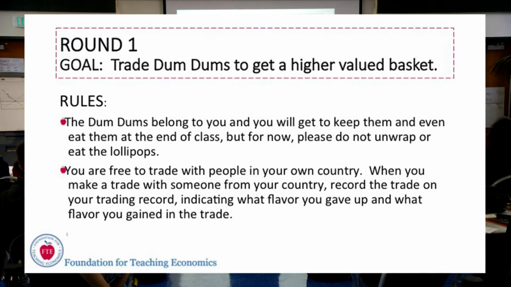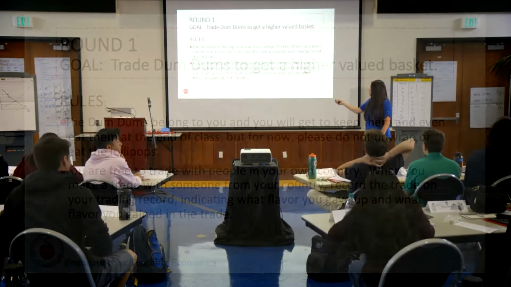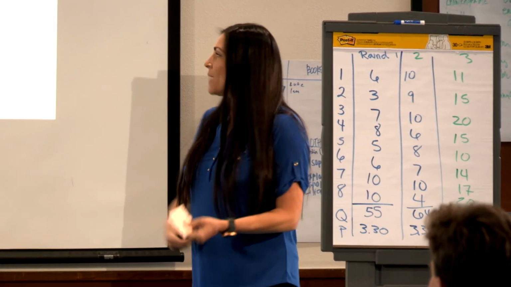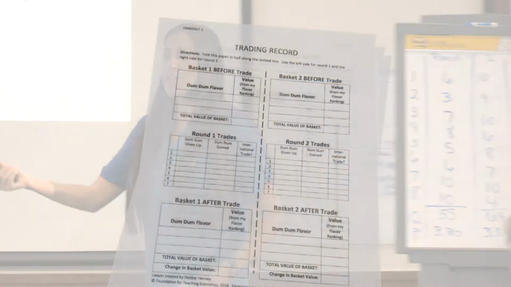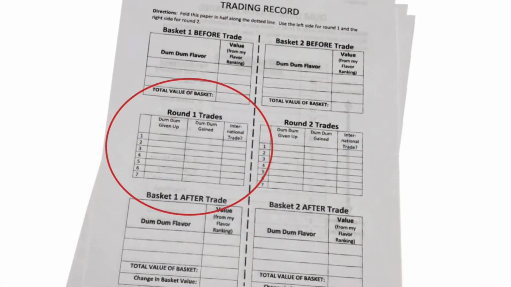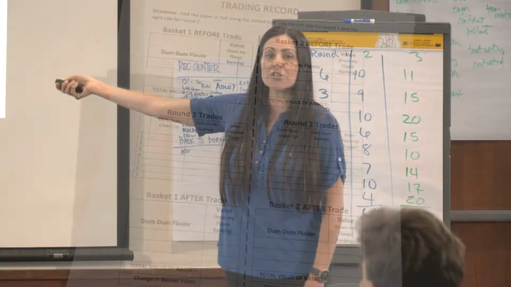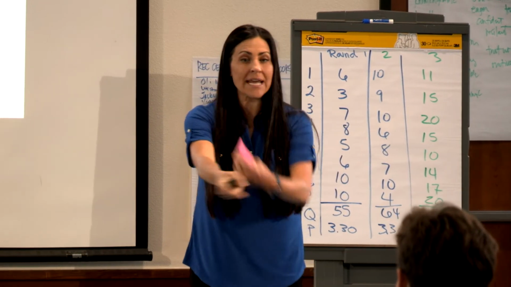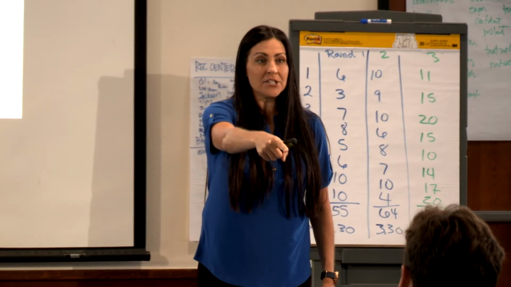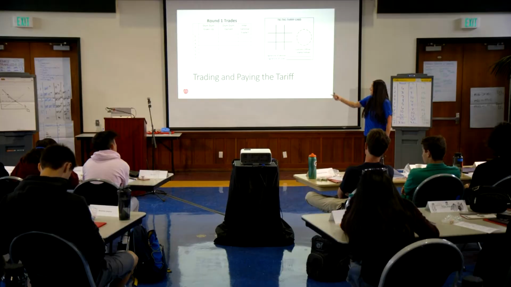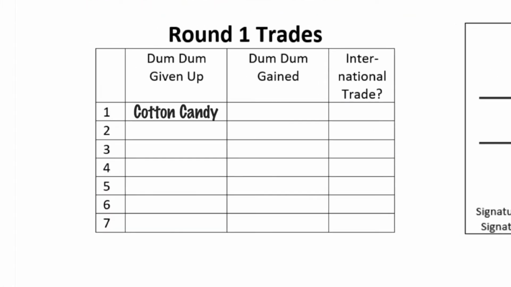You are free to trade with people in your own country. Easy as that. When you do make a trade with people in your own country, you're going to record it on your trading record. The trading record, the next section down on your sheet that you folded in half, looks like this. If Ben and Jackson trade, and Ben had cotton candy and Jackson had pineapple, Ben would say he gave up cotton candy and he got pineapple. So they would mark that if they made a trade.